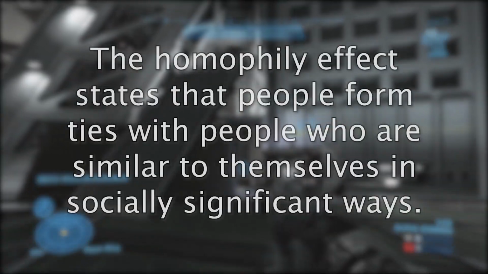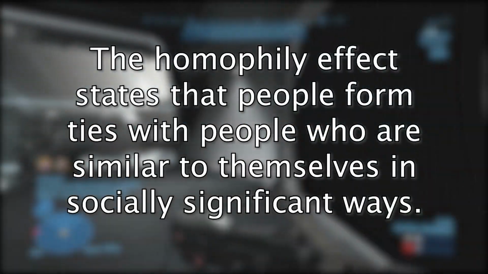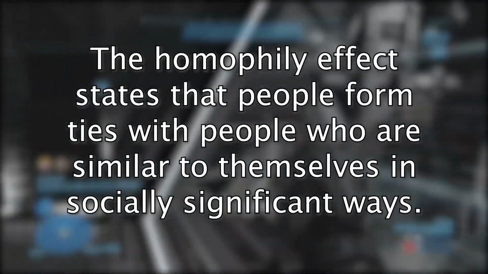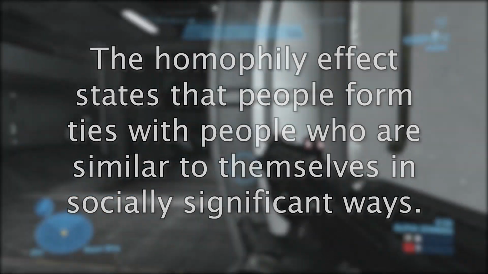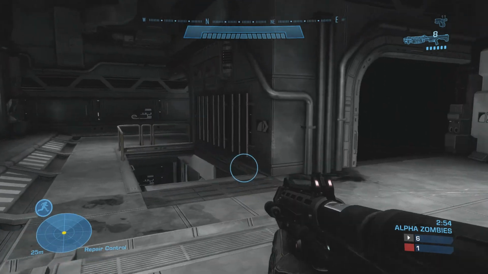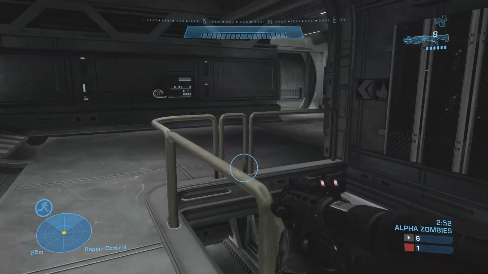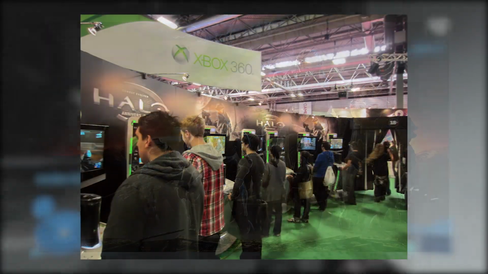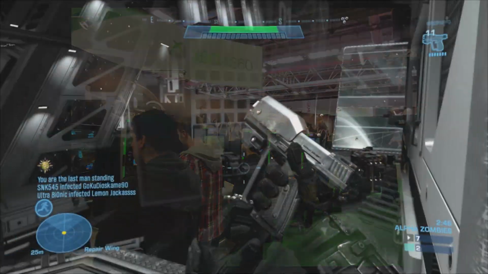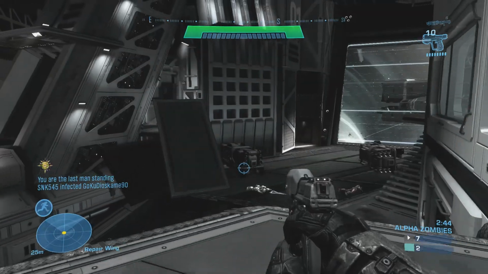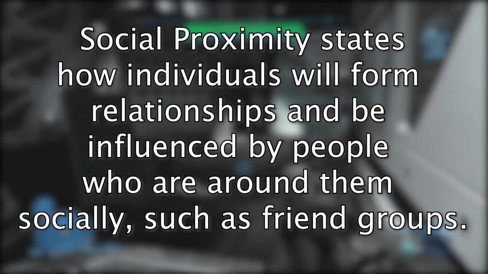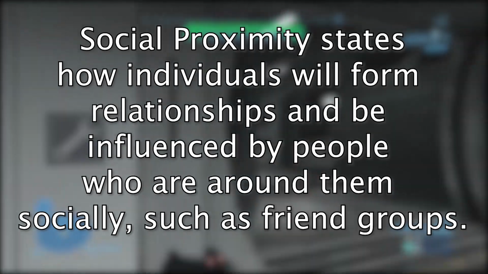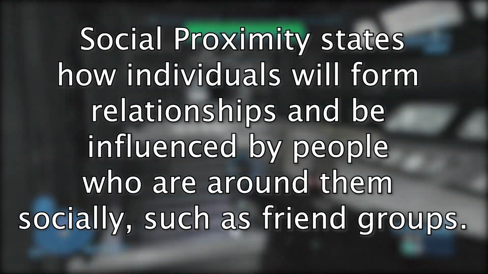The homophily effect states that people form ties with people who are similar to themselves in socially significant ways. This is why the people who are close to us usually have things in common with us. For example, if you play the video game Halo a lot, you're more likely to form relationships with other people who also play Halo. Social proximity is similar to spatial proximity, except that it states how individuals will form relationships and be influenced by people who are around them socially, such as friend groups.